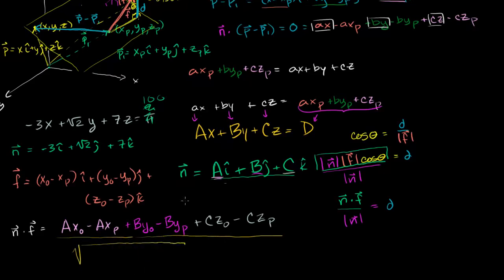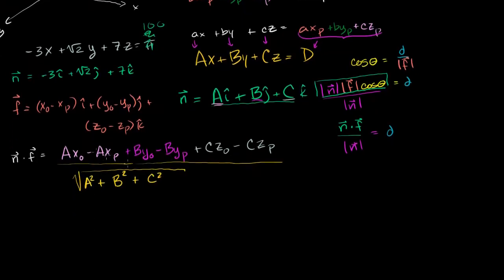It's the square root of a squared plus b squared plus c squared. Now, what does this up here simplify to? Let me just rewrite this. So this is the distance in question. This right here is equal to the distance. But let's see if we can simplify it.